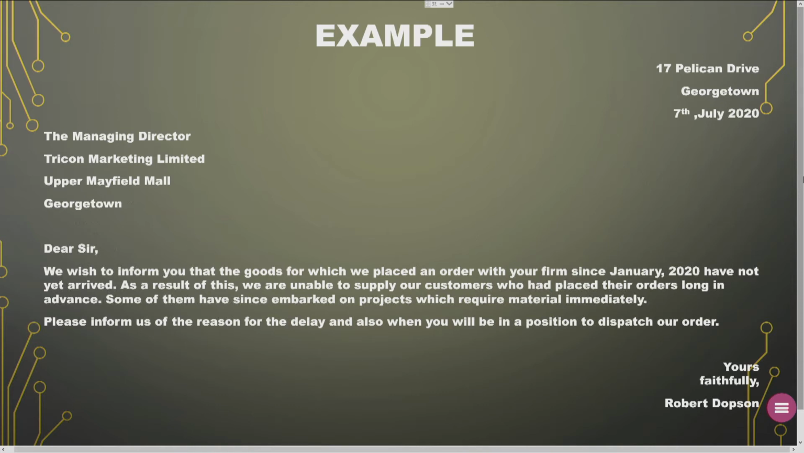As a result of this, we are unable to supply our customers who had placed their orders long in advance. Some of them have since embarked on projects which require material immediately. Please inform us of the reason for the delay and also when you will be in a position to dispatch our order. Yours faithfully, Robert Dobson."